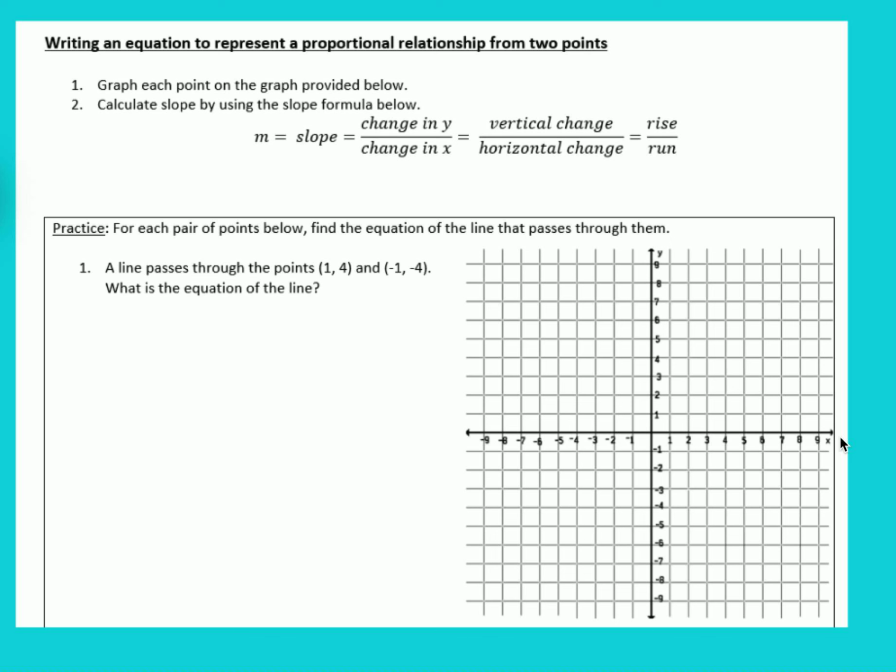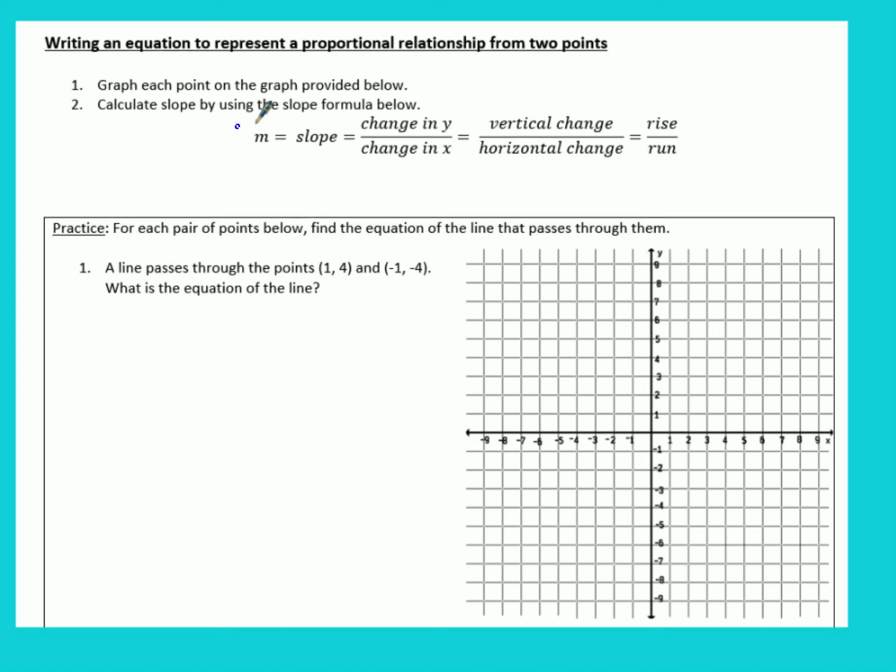Focusing on proportional linear functions, we're going to be looking at how we put them on the coordinate grid and graph each of these and then find their slope. So when you are asked to write an equation to represent a proportional relationship from 2 points, we have to follow these steps. You want to graph each point on the graph that's given to you. And if there isn't a graph given to you, just sketch it on some graph paper and go ahead and try to figure it out from there.